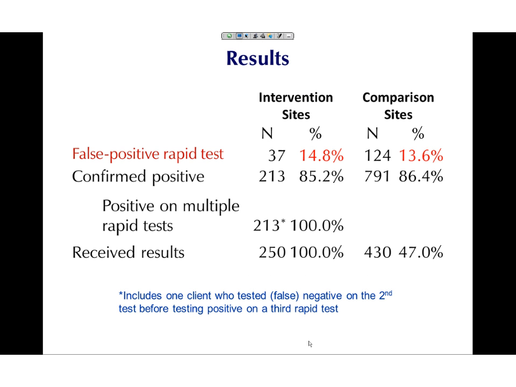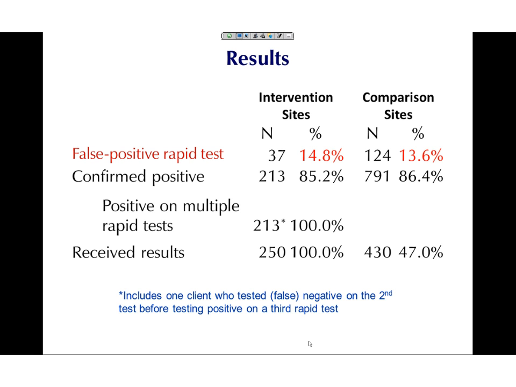The results, basically, at the intervention sites, there were 37 tests that were false positive, about 15%. At the comparison sites, about 14% of the tests were false positive. Of those at the intervention sites with the algorithm, 213 were confirmed positive and 213 were positive on multiple rapid tests in the rapid test algorithm. All of the individuals received their test results at the intervention sites, but at the comparison sites, only 430 or 47% of the individuals received their confirmed positive test results.